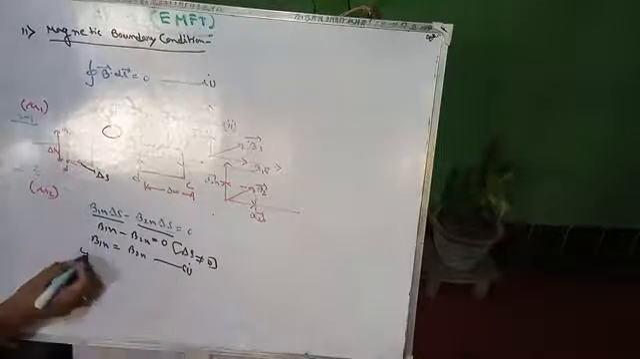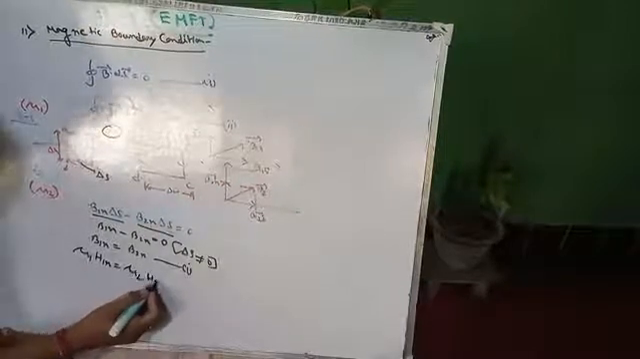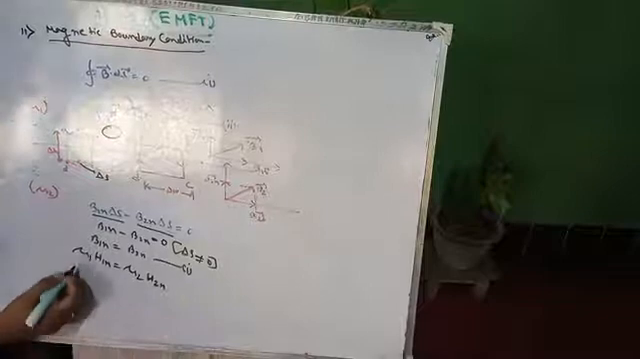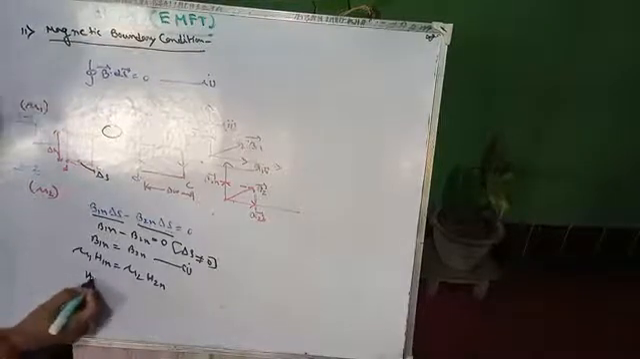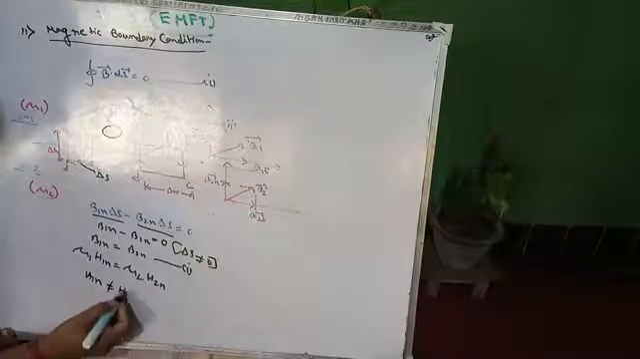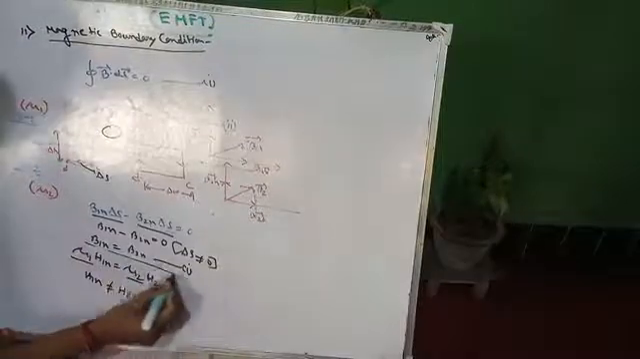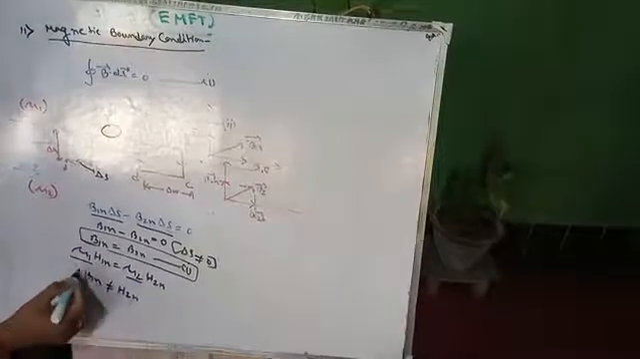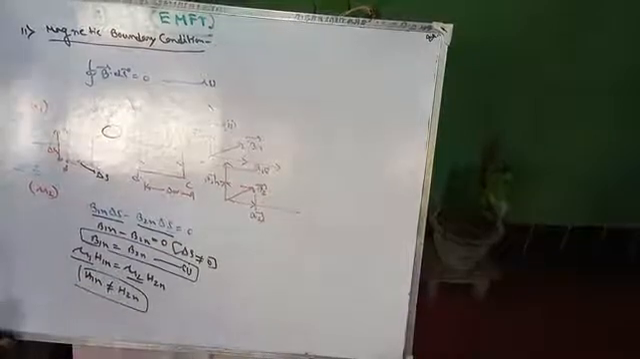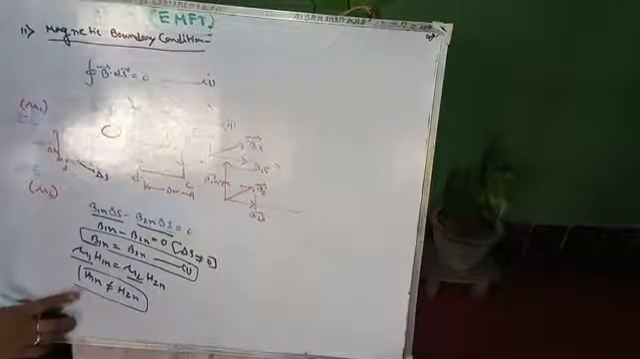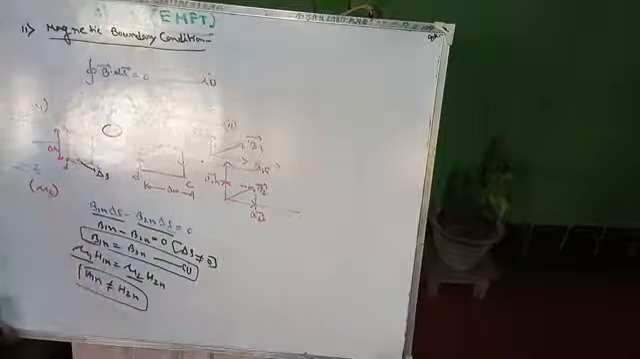Because we know that mu1 h1n equals mu2 h2n. Okay, so since mu1 and mu2 are different, we cannot write h1n equals h2n. The multiplication by mu gives the equal result, so h1n and h2n are unequal. So at the boundary surface, H, the magnetic field intensity, is not equal, but the magnetic flux density will be equal.